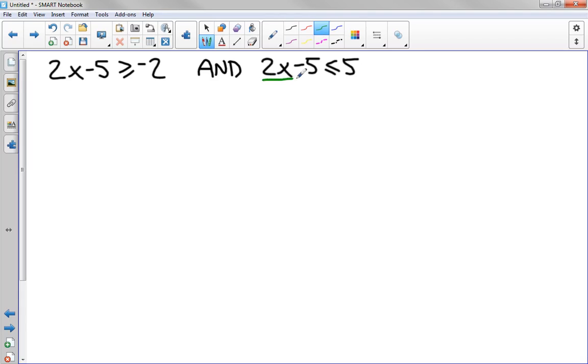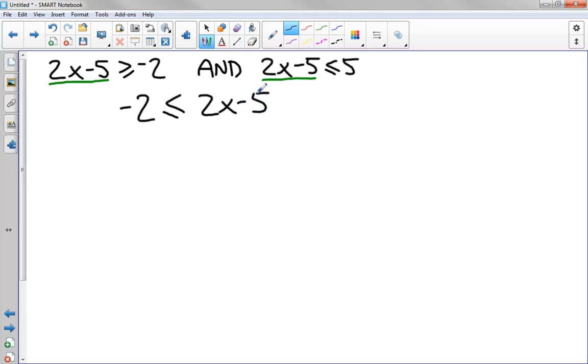Because you see 2x minus 5 in both of these inequalities, mathematicians like to use shorthand notation, so we have to do a little bit less work. So we're saying that 2x minus 5 is greater than or equal to negative 2, and 2x minus 5 is less than or equal to 5. What we can do is write this as a three-sided inequality, which is not exactly proper.